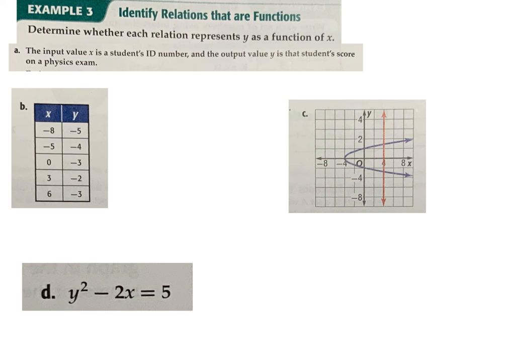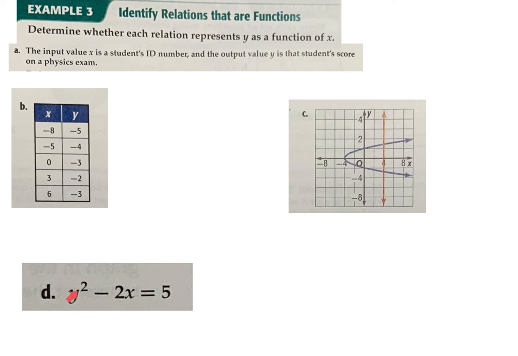All right, what about B? Is this a function? So -8 gives me -5, right? -5 gives me -4. 0 gives me -3. 3 gives me -2. And 6 gives me -3. This is a function. It does not matter that these are duplicated. It only matters that each input only gave me one answer. What about C? No. The vertical line test fails here.